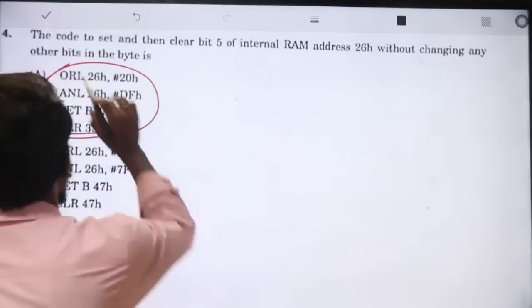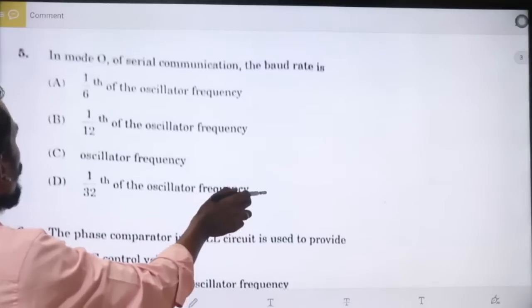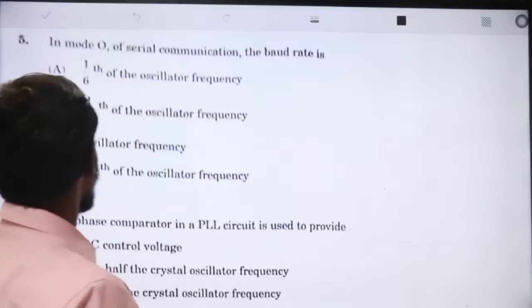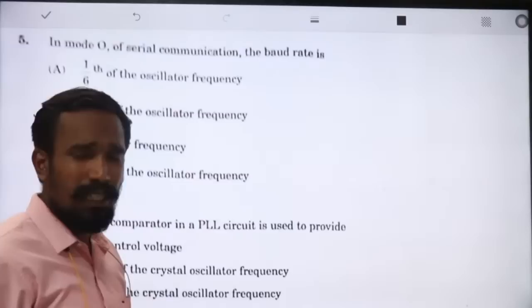Actually, sir was not available now. And the next, the fifth one, is from signals and systems. Its answer is B. The fifth one, the answer is B.